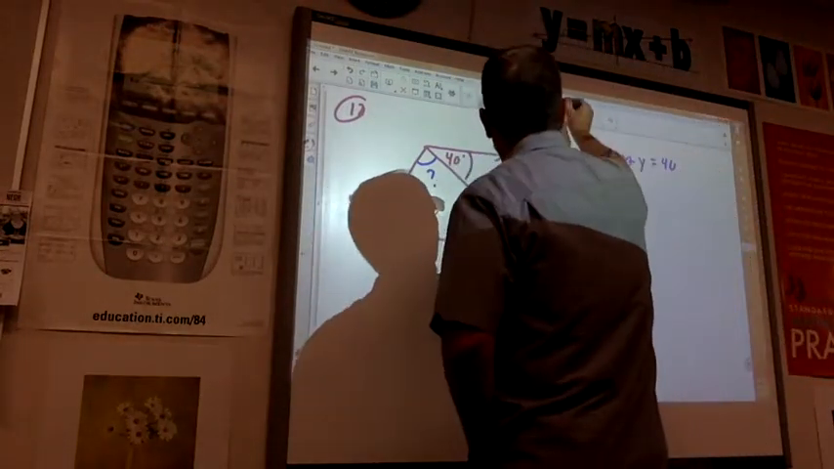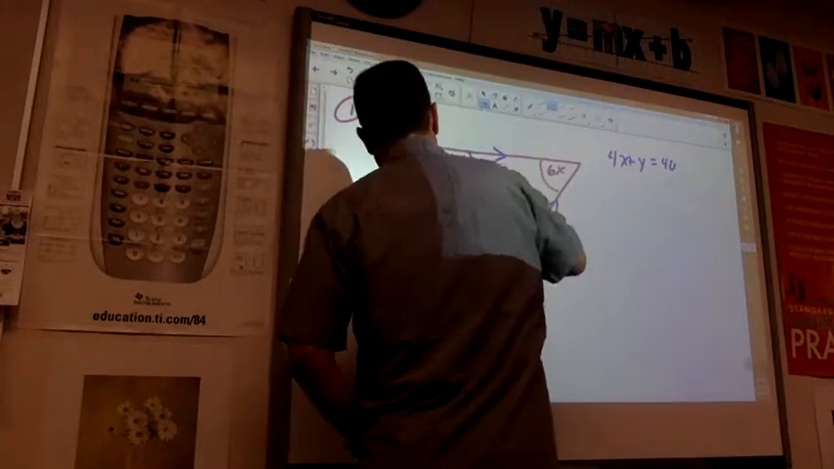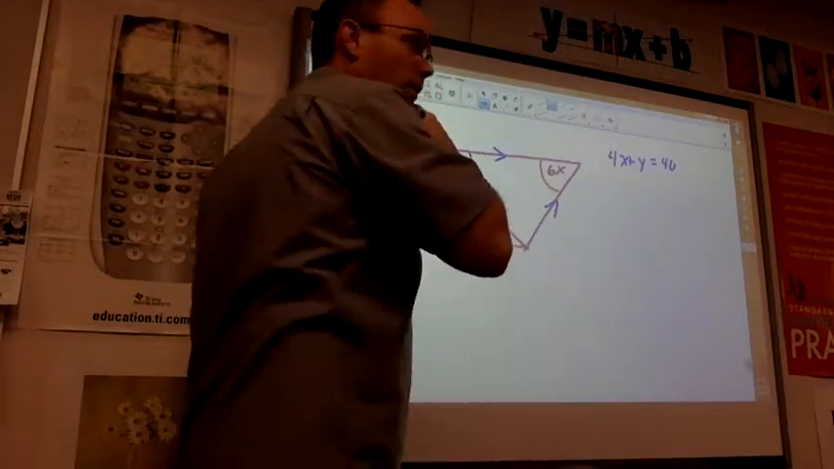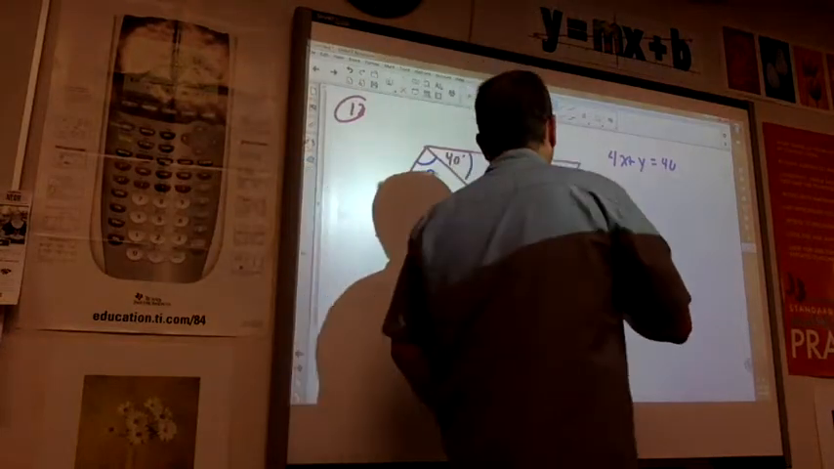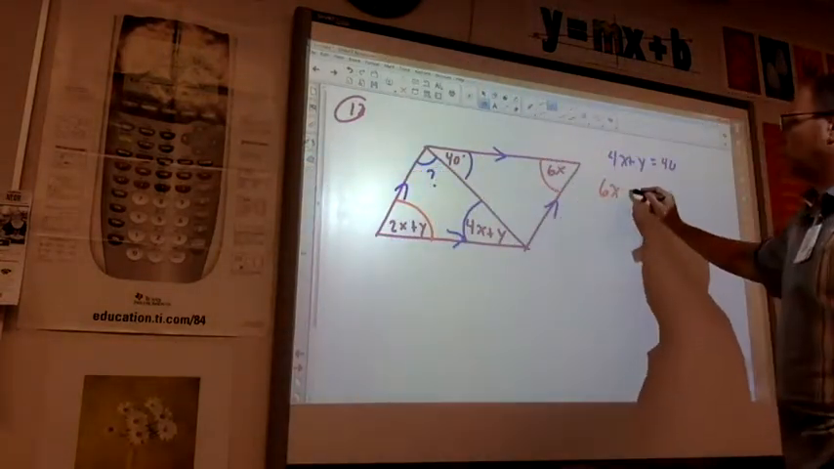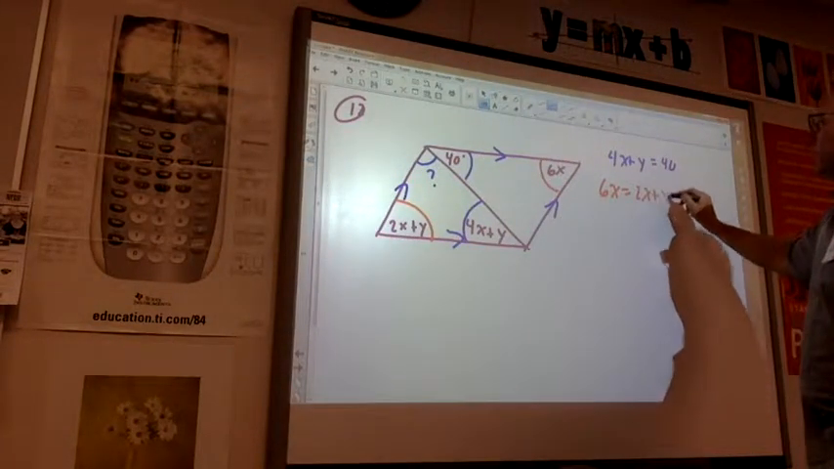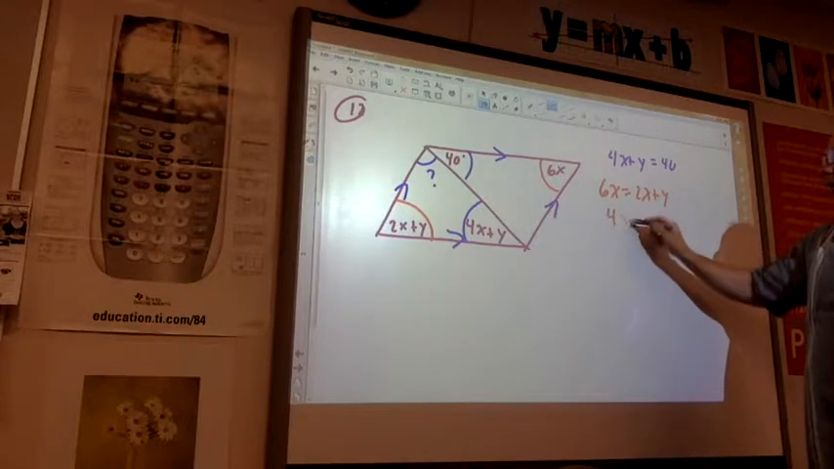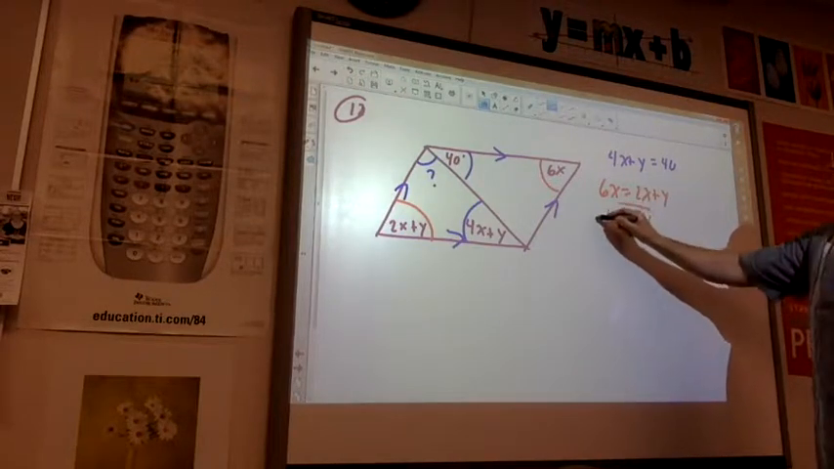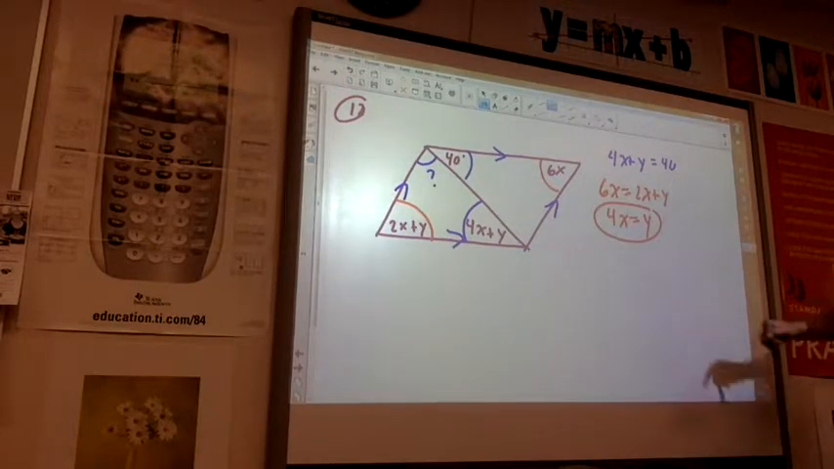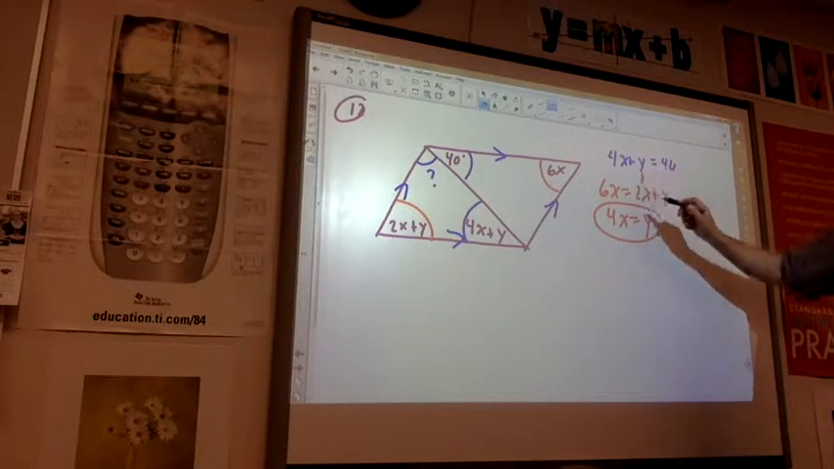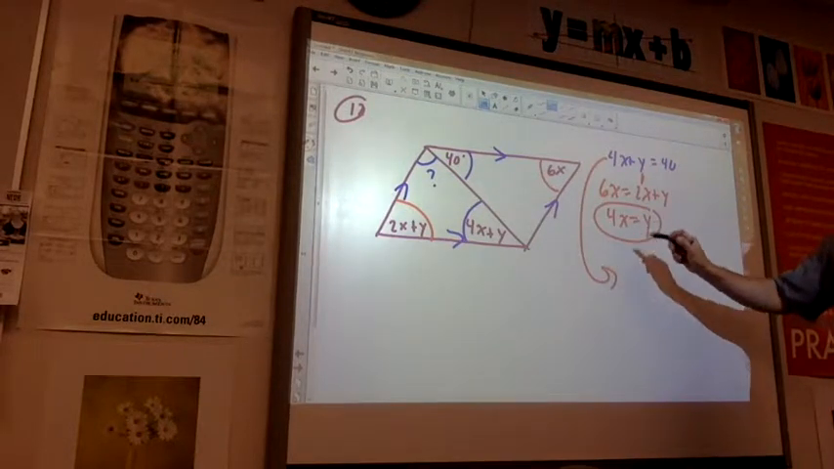So it's got to be... But what do we know about the diagonals of a parallelogram? They're congruent. So 6x is equal to 2x plus y. Those are 4x. There you go. So what can I do with this information? Could plug it into the up one. Yeah, plug it in right here. So bring y down, plus y. So that's 8x.